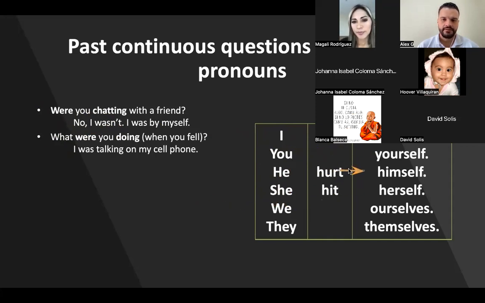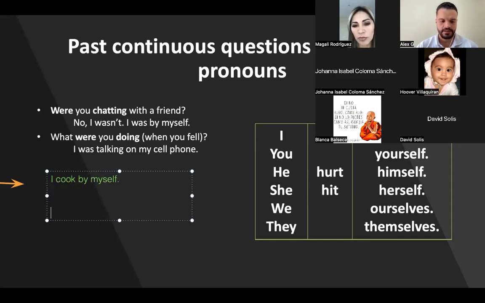Remember that the reflexive pronoun has to be the same as the subject. For example, you could say something like, I cook by myself, right? The subject is I, and the reflexive pronoun is myself. It's the same person. So make sure that in your sentences, they are the same person. You could say something like, she studies herself, right? So again, she and herself, the same person, okay?